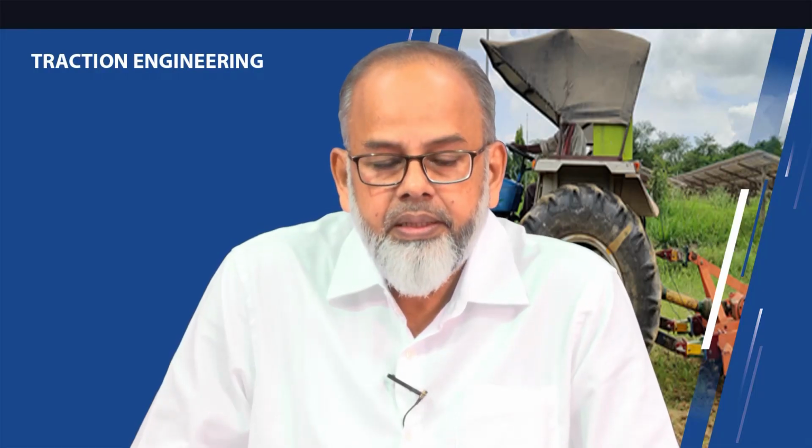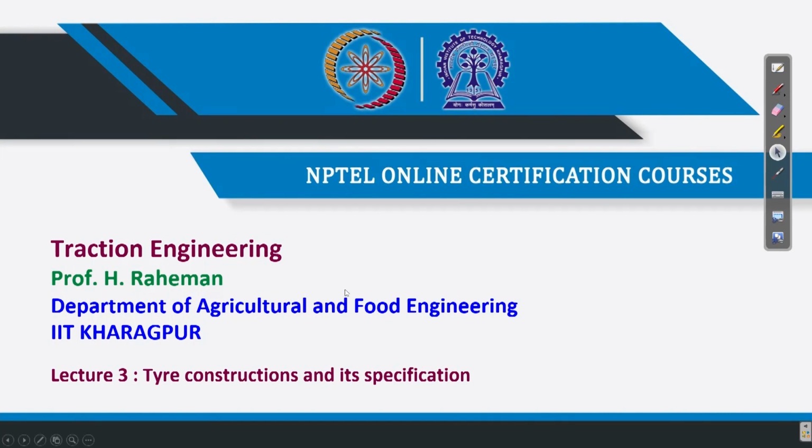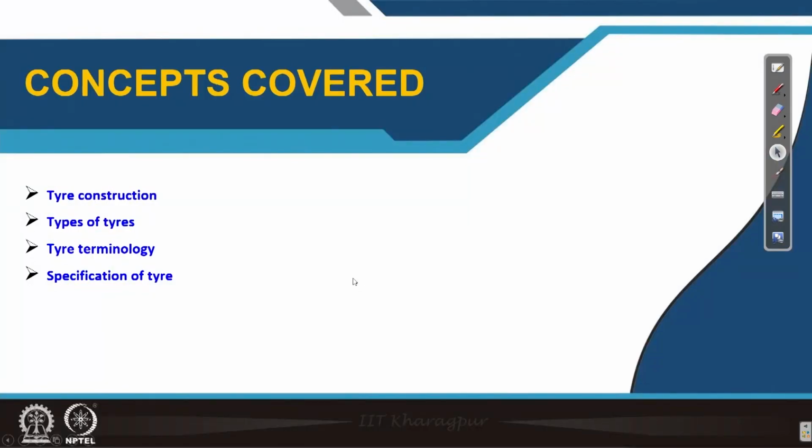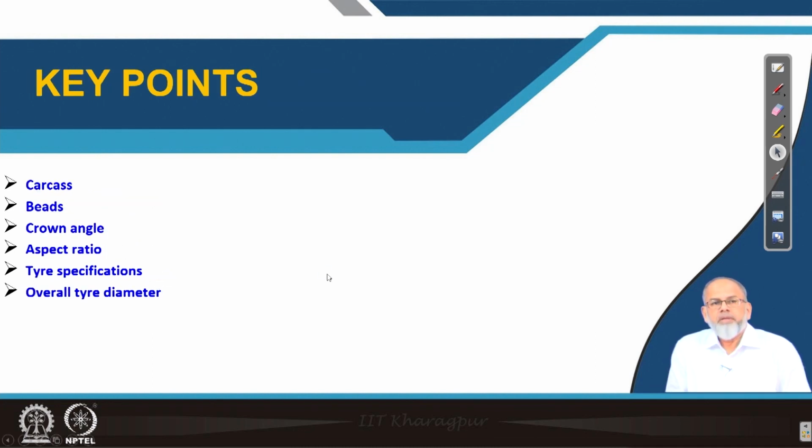Today is lecture 3, where I will try to cover tire construction and its specification. The first thing which will come to our mind is why it is required to use a tire. So, I will cover in detail the tire construction, types of tires, tire terminology, and specification of tire. Now, the key points are the carcass, beads, crown angle, aspect ratio, tire specification, and finally the overall tire diameter.